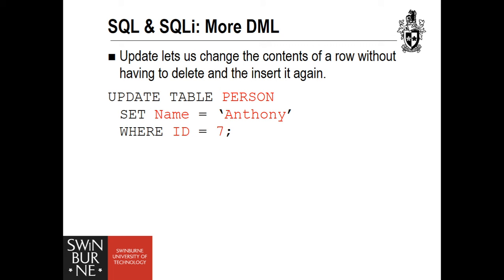Okay, how about update? The purpose of update is to change or edit the content of a row without having to delete and insert it again. So the meaning of this command is we want to edit the content of the table person, which is if we find the name, set the name as Anthony, where his ID is 7.